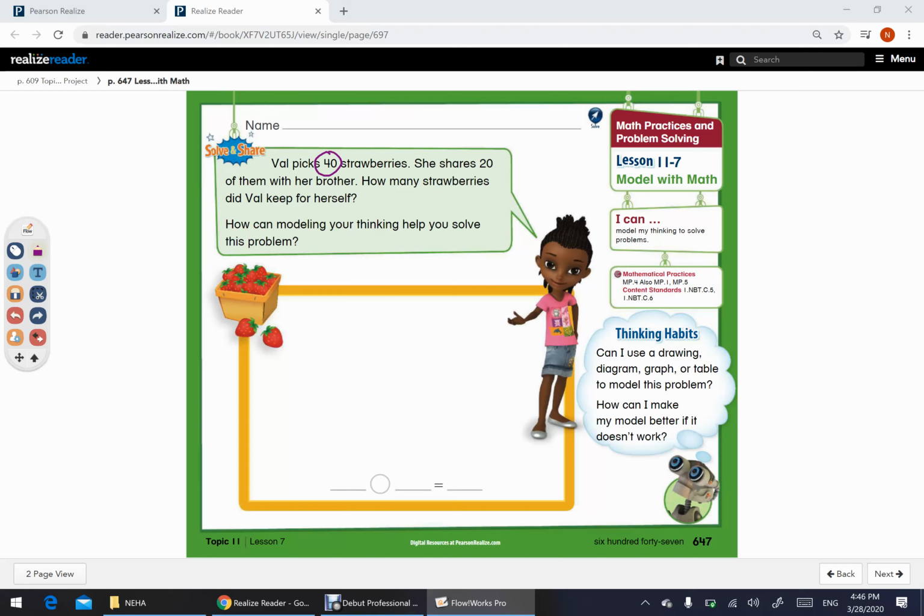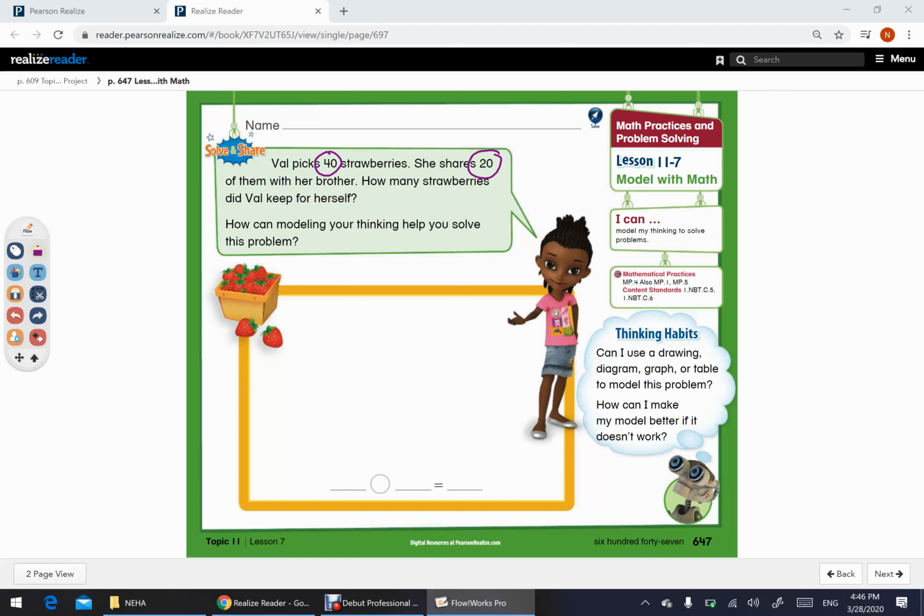So let's just quickly circle the number. She has 40 strawberries and she shared 20 strawberries with her brother. So how many strawberries did Val keep for herself? It means how many remaining strawberries she has for herself now. Now, what do we already know over here? What information do we have here? We know that Val, she has 40 strawberries, okay?